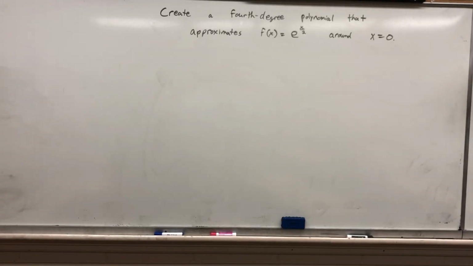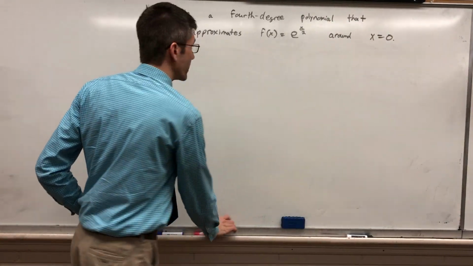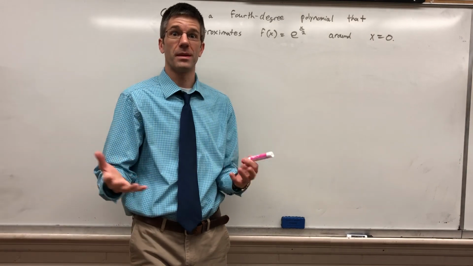We're going to create a fourth degree polynomial that approximates the function f of x equals e to the x over 2 around x equals 0. So let's go ahead and start writing what that polynomial function would be.